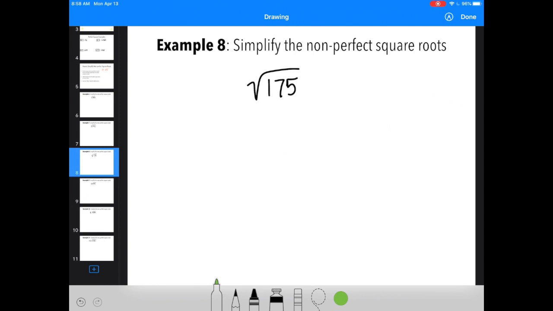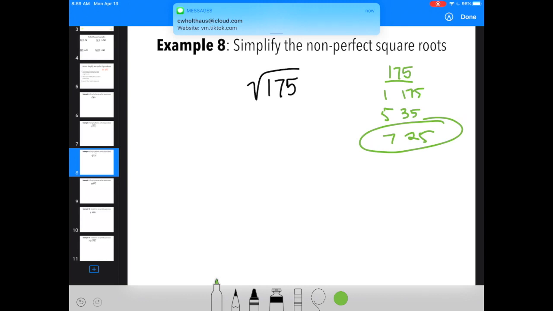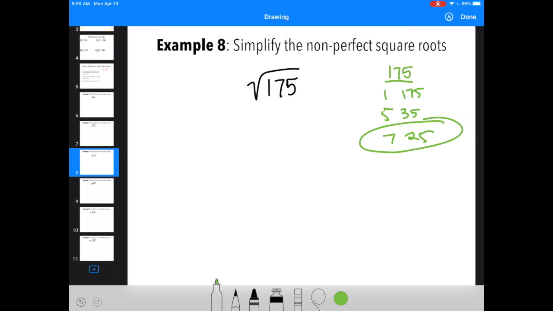Example 8. I have the square root of 175. All right? Time to start my list to figure out what are some multiples of 175 so I can break that up. That breaks up into 1 and 175, 5 and 35, and 7 and 25. Well, 25 is a perfect square, so I'm going to use that set. 175 breaks up into square root 7, square root 25.